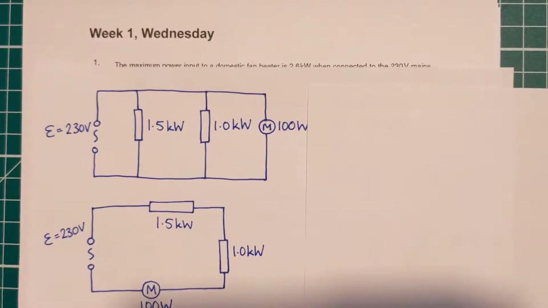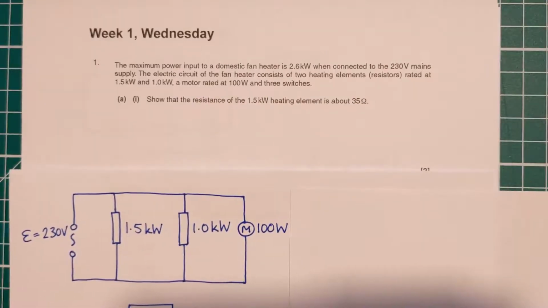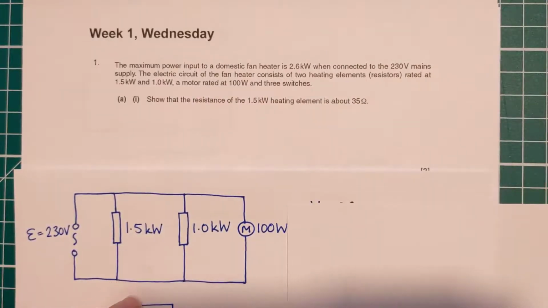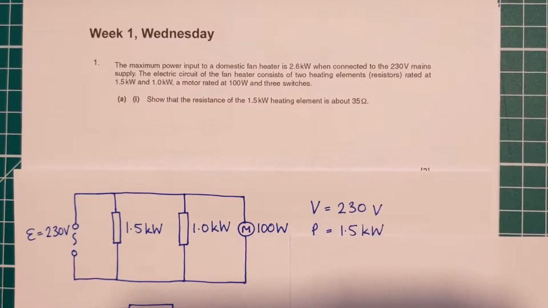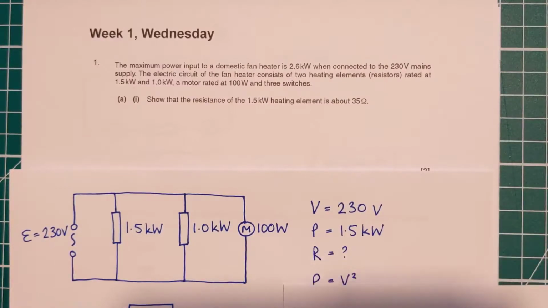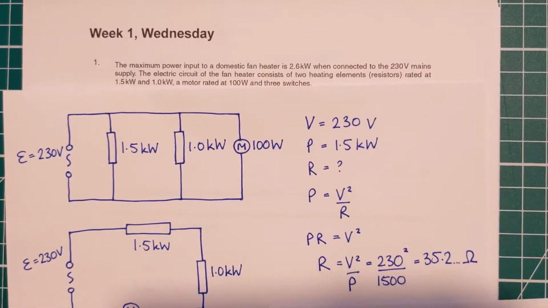Now, to cut out some of the working, it turns out that the parallel arrangement is the right one. So here we have that the PD across the heating element has to be the same as the EMF, so that's 230 volts, and the power is 1.5 kilowatts. Looking for the resistance, and so this is our formula. Rearrange, put our numbers in, and you should get about 35 ohms. Now remember to write out your unrounded answer, because that will be what they're looking for on the mark scheme.